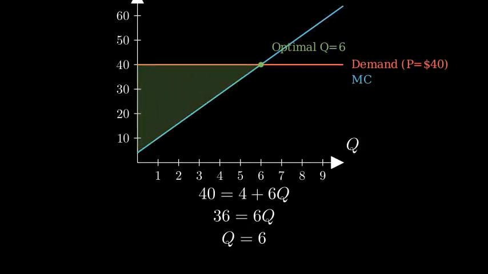To verify, this is profit maximizing. Notice that before Q equals 6, marginal cost is below price, so the firm should increase output. After Q equals 6, marginal cost exceeds price, so the firm should decrease output. Therefore, Q equals 6 containers is the profit maximizing quantity.